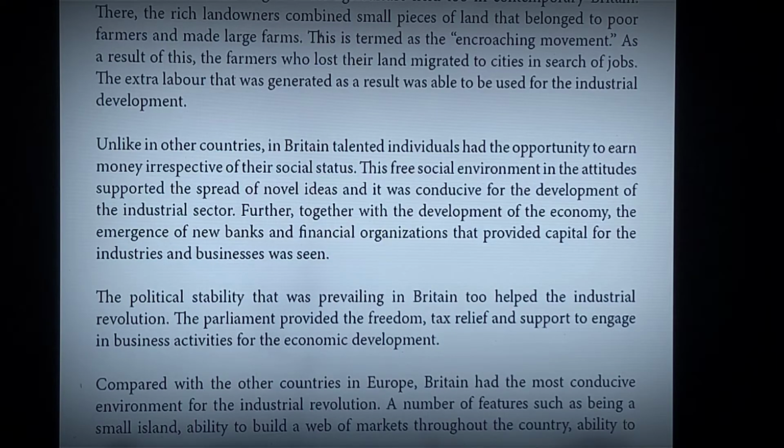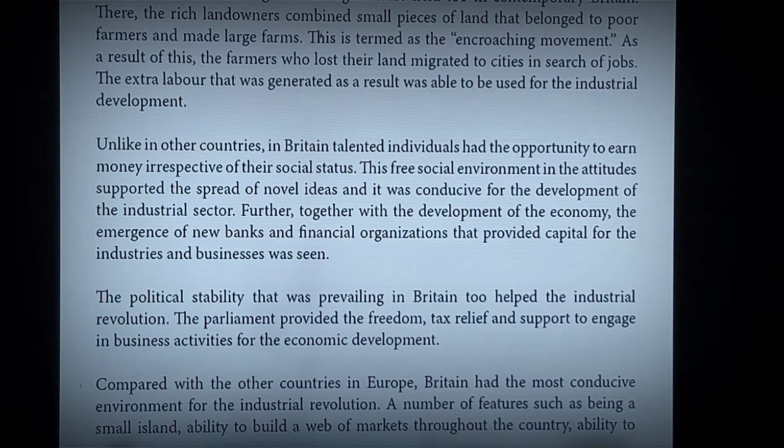In Britain, talented individuals had the opportunity to earn money irrespective of their social status. This free social environment and these attitudes supported the spread of new ideas, and it was conducive for the development of the industrial sector. Together with the development of the economy, the emergence of new banks and financial organizations that provided capital for the new industries and businesses was seen.